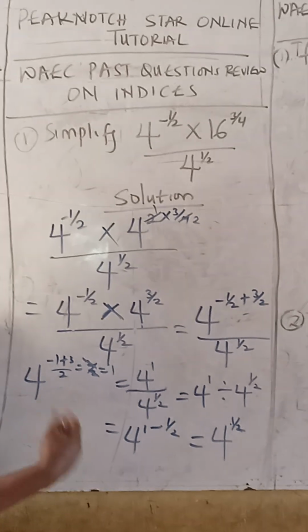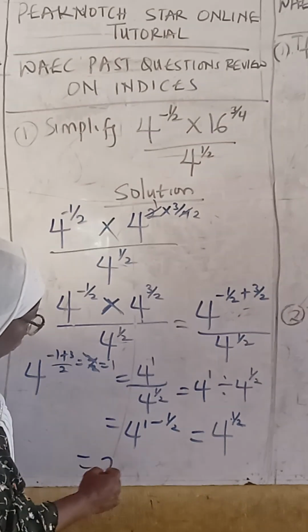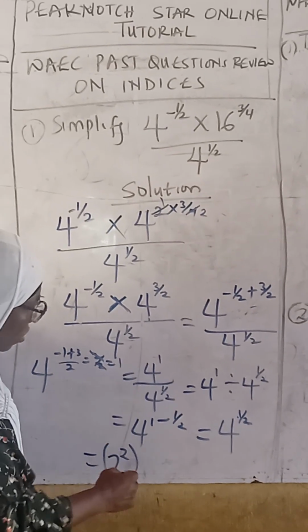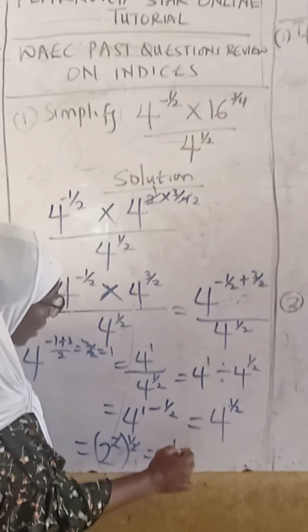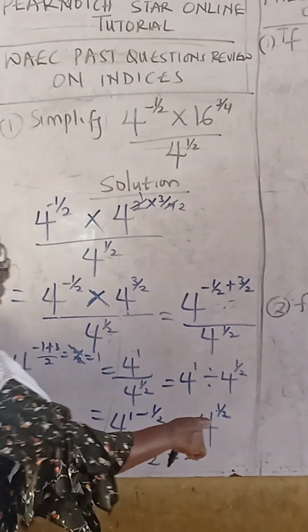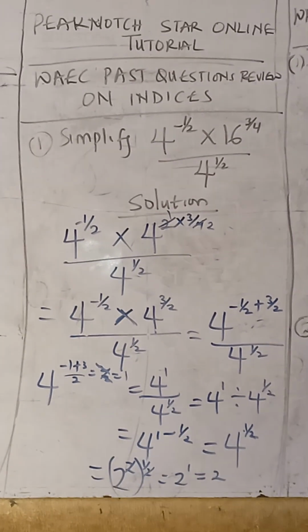Now, in indices, you still check. Can I simplify further? Yes. 4 is 2 raised to power 2, and this is half. So the answer is 2. Or anything raised to power half means square root of that. So our answer is 2.